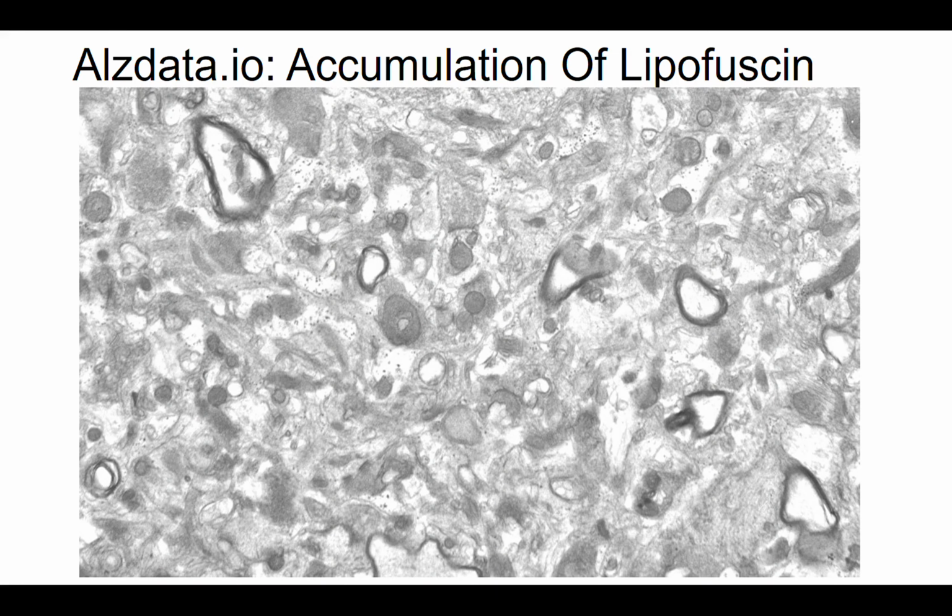In addition to these features, we also explore the accumulation of lipofuscin, a complex age-related pigment that gathers in various tissues, particularly in senescing cells such as aging neurons. The presence of lipofuscin may indicate cellular stress and is associated with neurodegenerative diseases, including Alzheimer's and Parkinson's.